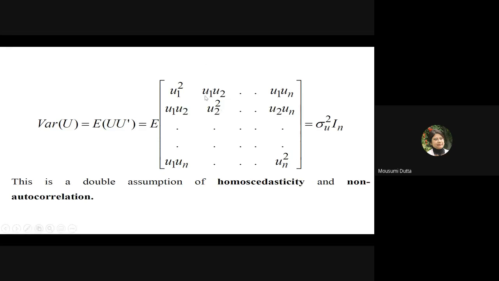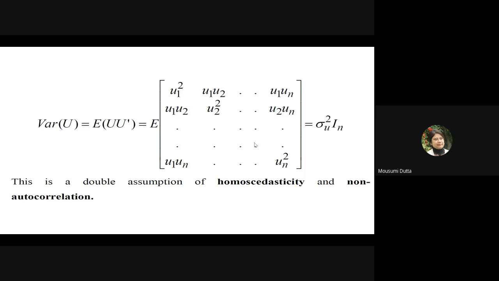Simultaneously, I'm also assuming expectation of ui uj, that is expectation of the rest of the terms we have apart from the diagonal terms. All these terms are equal to 0. Expectation of u1 u2, expectation of u1 un, expectation of u1 u3, expectation of u2 u3, every term, that is, all expectation of ui uj is equal to 0.